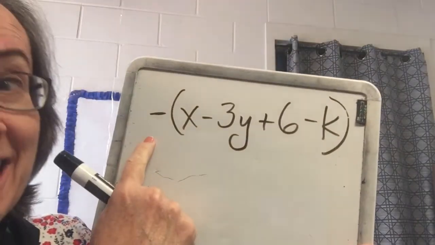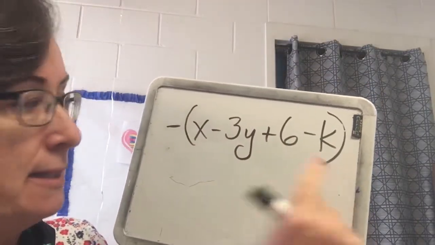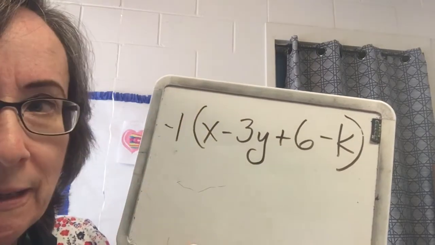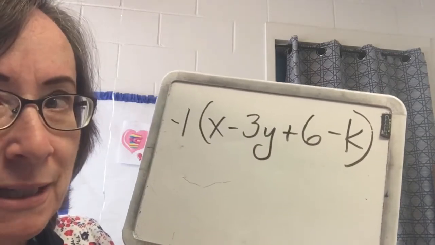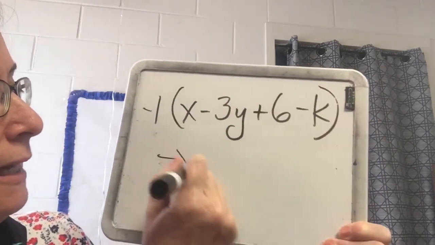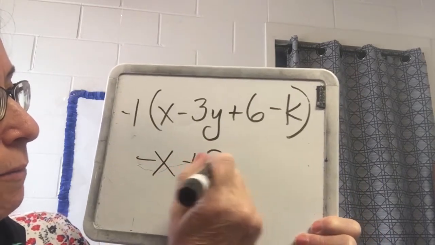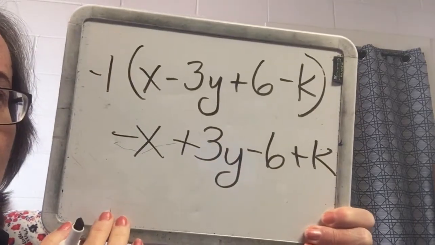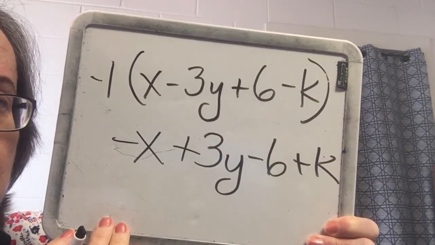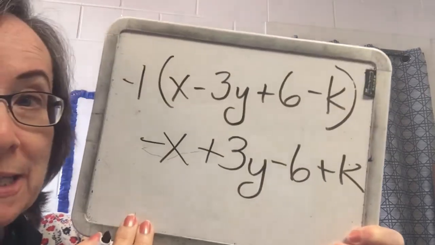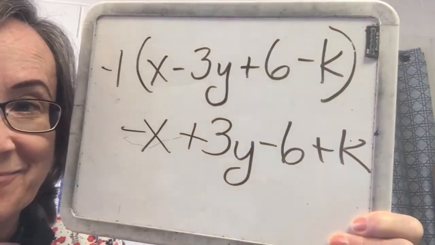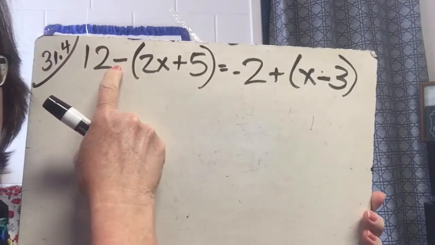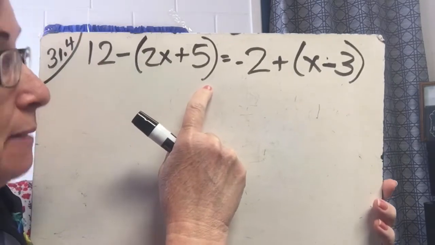But if we have a negative on the outside of a parenthesis, we must distribute a -1 all the way through, which is simply going to change every sign. So we're going to get a -x plus a 3y minus a 6 plus a k. And once we do that, we do not put the parentheses back on because we have already taken care of the parenthesis.